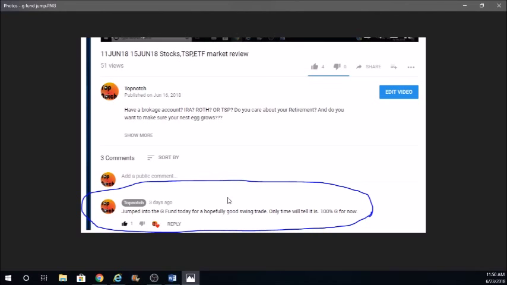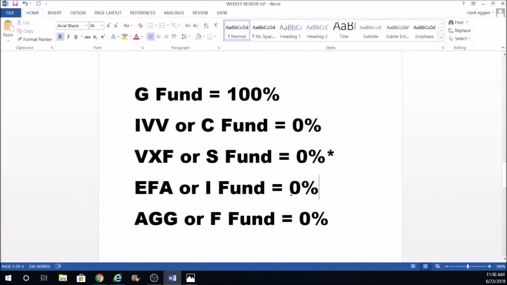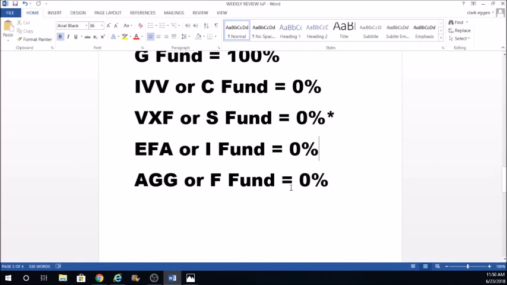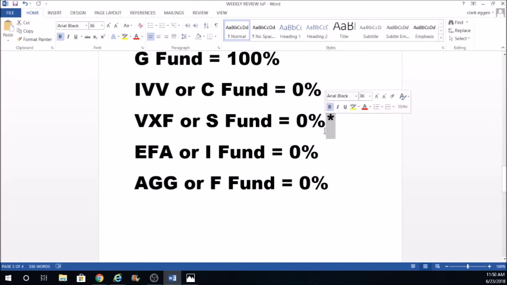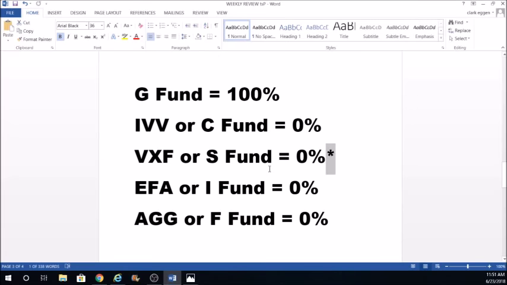But since we're already halfway through the month and we haven't made a move, we felt like this was a good time to try and do that. If you have questions about that, go ahead and write them in the comments below. Always interested in your guys' questions. As you can see, our future allocations are still going to the S fund as of now, so that's just one thing to note.